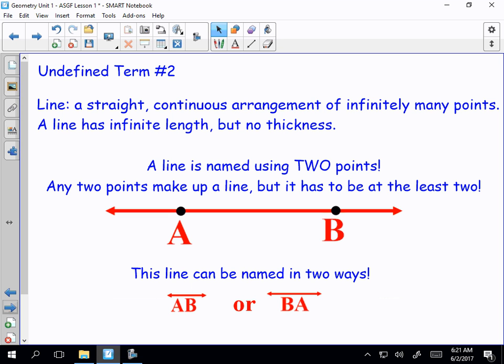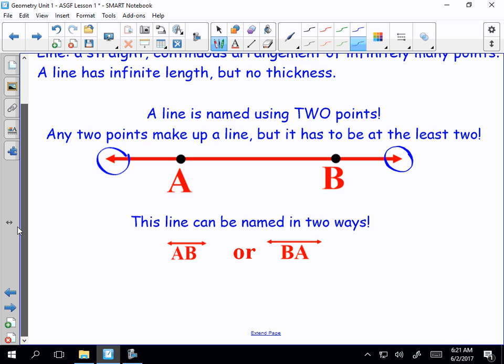Okay, our next term that we have is a line. A line is a continuous piece, and it's just a connection or a collection of many points. It has infinite length but no thickness. So we have to remember that a line does technically go on forever, and that's why lines are always designated with the arrows on either side.